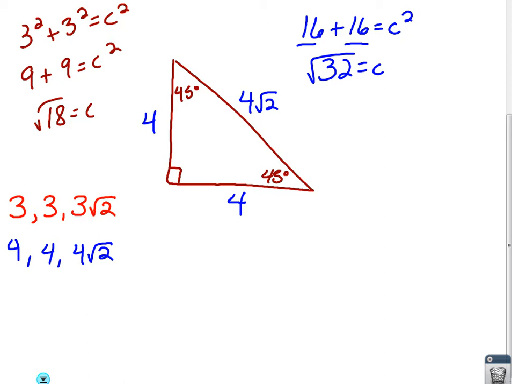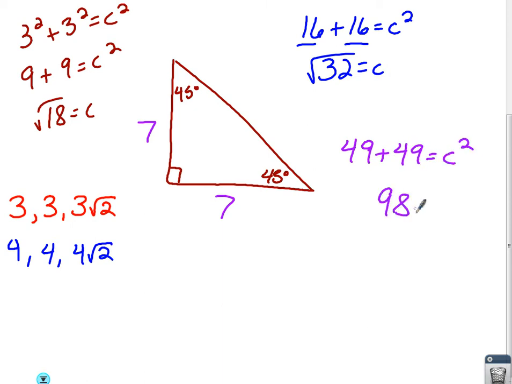Last one. What if my legs were 7? I bet you can guess. You have 7, 7. A squared plus b squared is equal to c squared. 98 is c squared, so c is the square root of 98. Does anybody know what I'm going to split the square root of 98 into? The square root of 49 times the square root of 2. Do you see the trend?